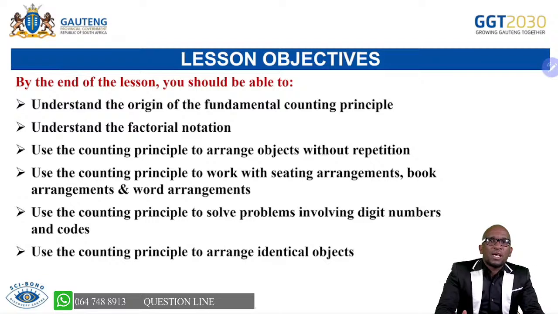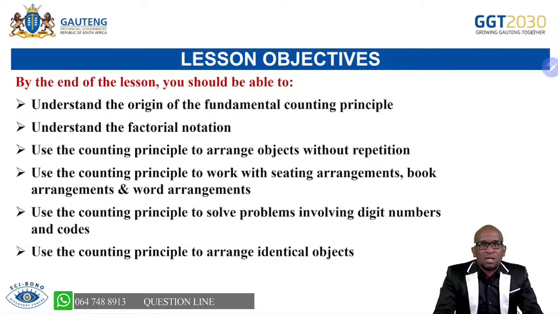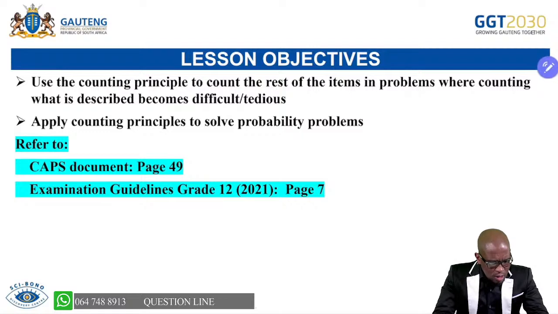Remember, you should also be able to use the principle to work with probability related problems, where now you use the counting principle to calculate the probability of a certain event occurring. That's very important as well. Right. Obviously, they continue here to say use the fundamental counting principle to count the objects if we're in a situation where counting becomes a bit tedious or difficult. Apply the counting principle to solve probability-related problems, as I just indicated.